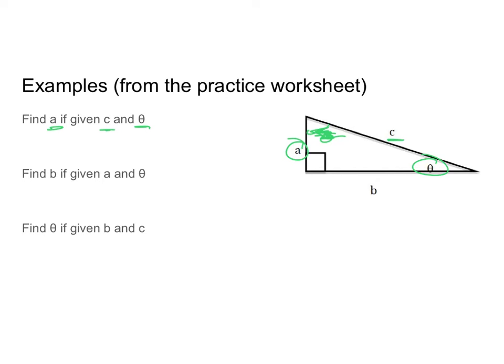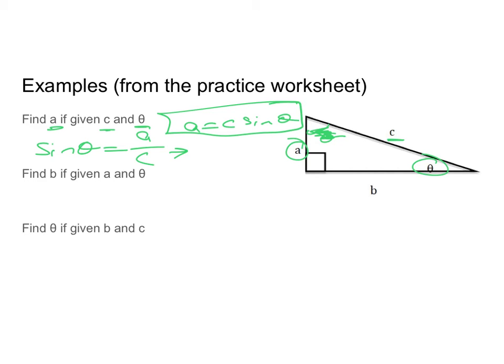So A is opposite, C is hypotenuse, and I have theta. That's opposite and hypotenuse, so that's going to be sine. So the sine of theta equals opposite A over hypotenuse C. And now if I want to get A by itself, I'm just going to multiply by C. So A equals C sine theta. And that's it. All right, we're just making up a quick little equation.